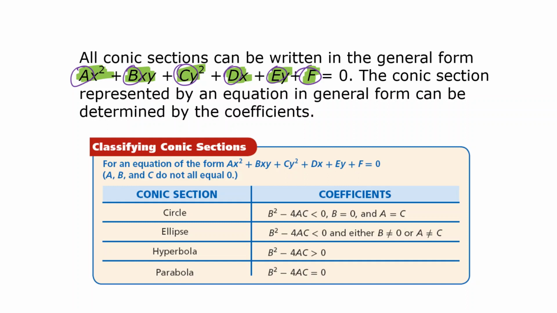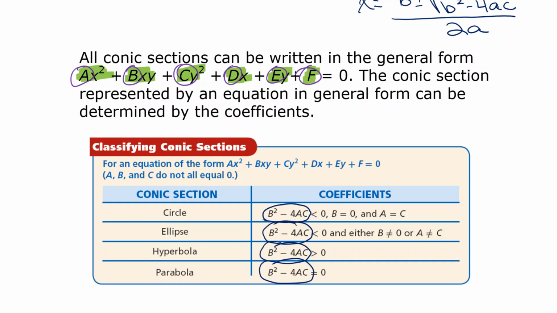All right, I'd like to remind you of our song that we sang a while back in the chapter on the quadratic equations. X equals negative b plus or minus the square root of b squared minus 4ac all over 2a. I hope you remember that. And we're going to use this part. Notice b squared minus 4ac. We're going to take a look at that, and depending on what it equals, we're going to be able to determine whether we have a circle, an ellipse, a hyperbola, or a parabola. So we're just looking at this b squared minus 4ac.